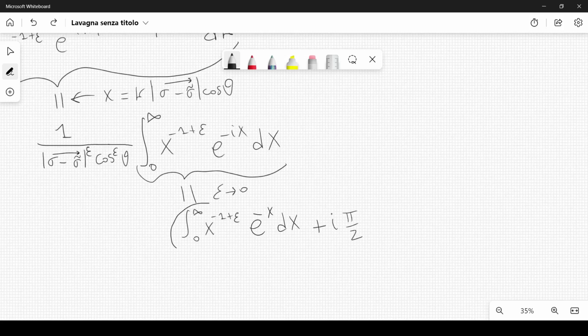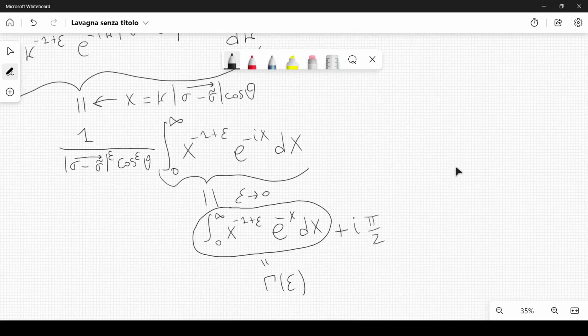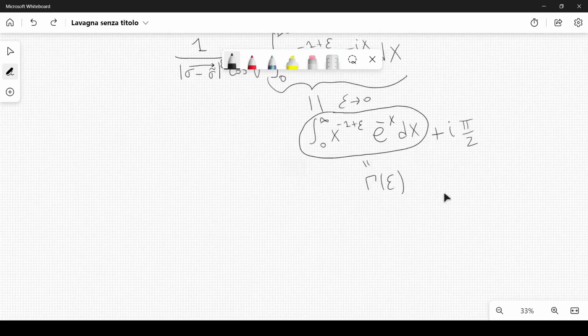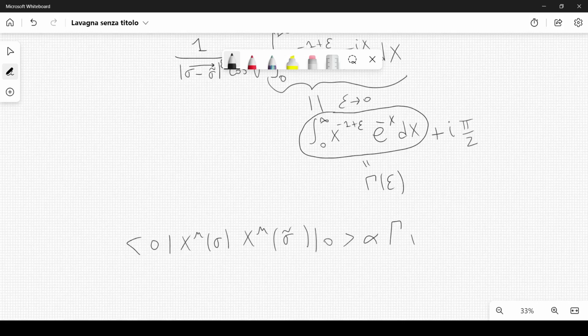But now at this point, this integral here should be familiar to us. This is the gamma function evaluated at epsilon. So this is just gamma of epsilon plus i pi over 2. And the discontinuity or the divergence comes exactly from this, when we let epsilon go to 0. So let me write it here. So this vacuum expectation of x mu sigma tilde is proportional to gamma of epsilon.